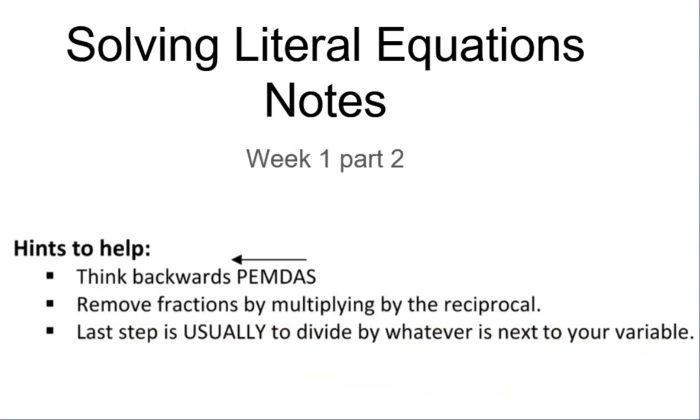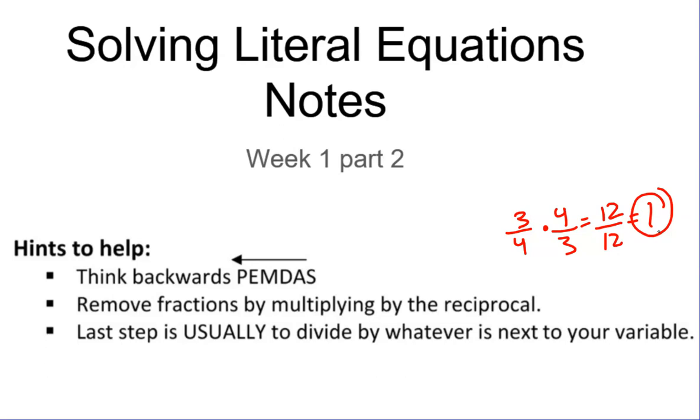All right, part 2. These are literal equations. What does that mean? That means there's no numbers. We're going to have a whole bunch of letters to work with, and we need to solve for just one particular letter. So some hints to help you out is you want to move backwards. Think about backwards PEMDAS. You want to remove fractions by multiplying by their reciprocal. So an example of that is if I have 3/4, multiplying by the reciprocal would give me 4 over 3. You flip it. That gives you 12 over 12, which is 1. So that's why we multiply by the reciprocal, because it makes it a 1, so it gets rid of it.